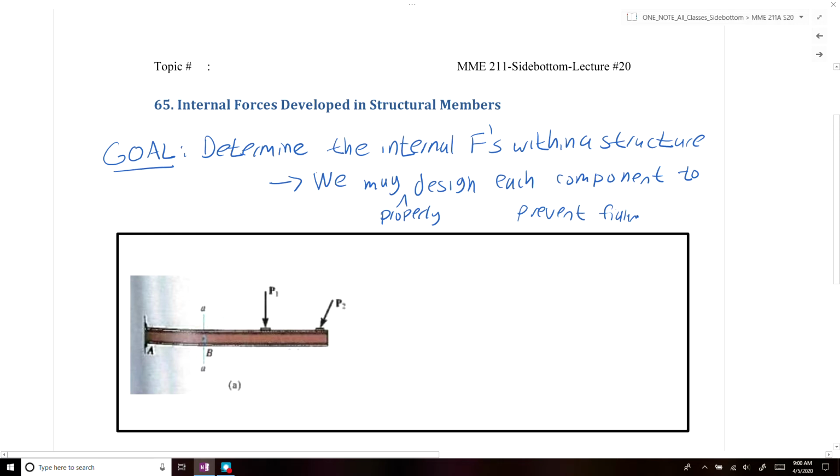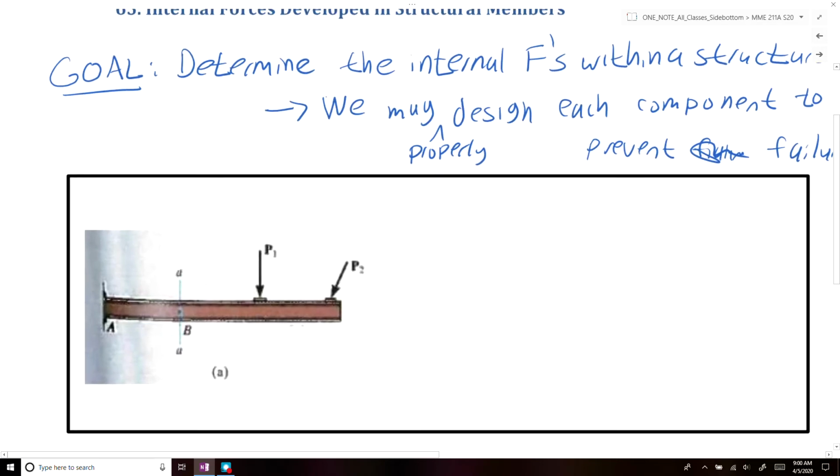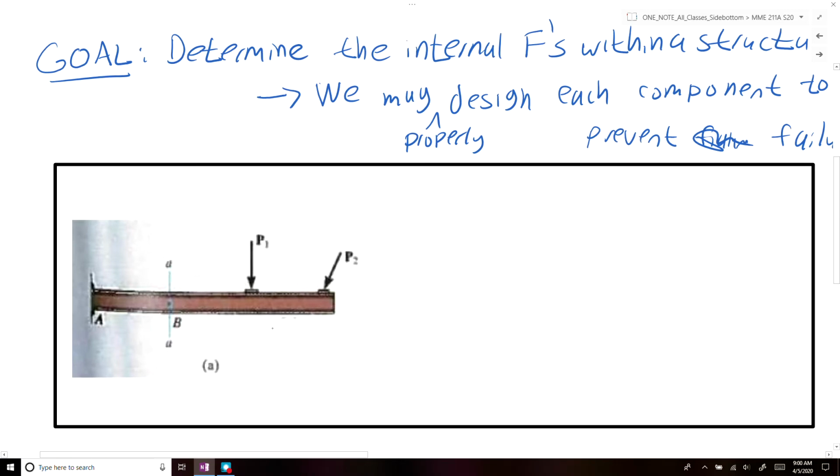So for example, if we have a cantilever beam that's drawn here, and it's fixed at one end at point A, and there's two applied loads, P1 and P2. Alright, and we want to determine what are the internal forces within the member at point B.